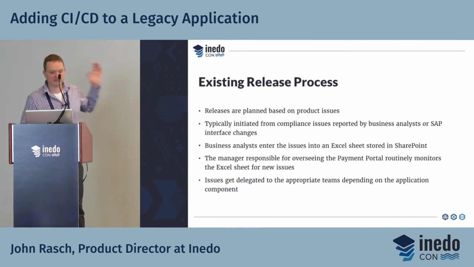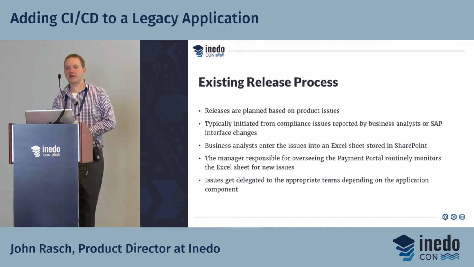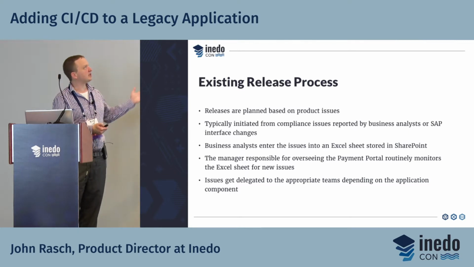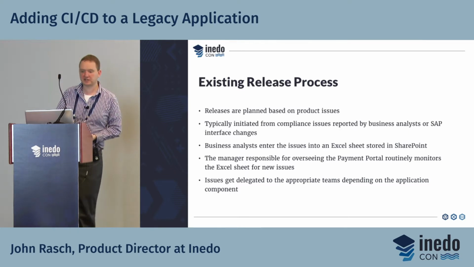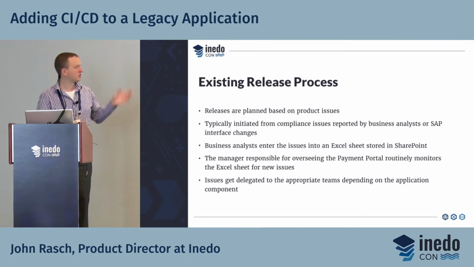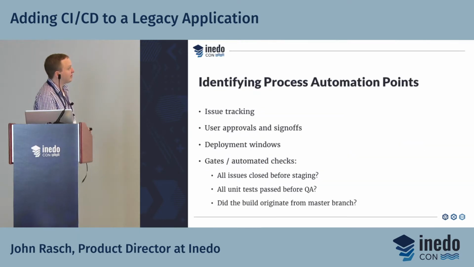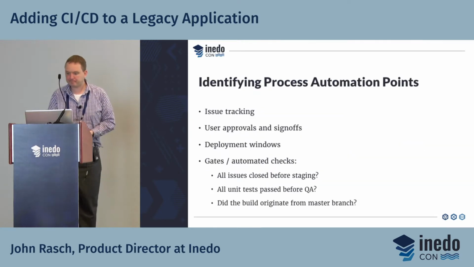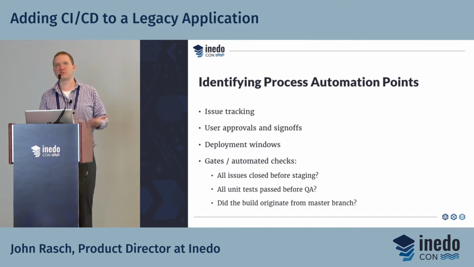So as I mentioned in that previous slide, one of the main components that you need to identify when trying to automate a legacy process is issue tracking, number 1, which I'll talk about again on the next slide. User approvals and sign-offs. So that's more than just, Bob says the build looks good, go ahead and advance it to the next stage.